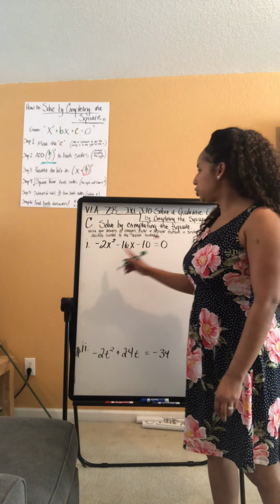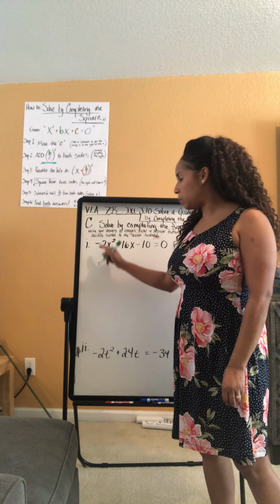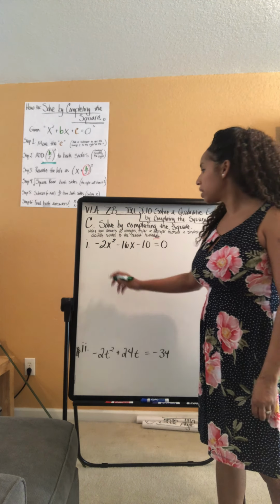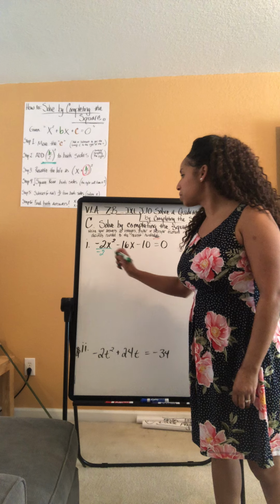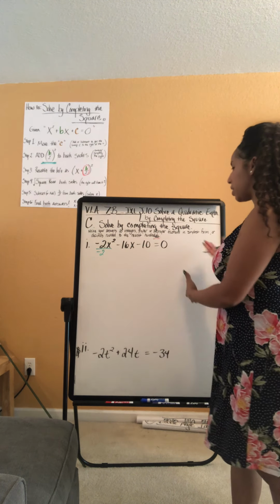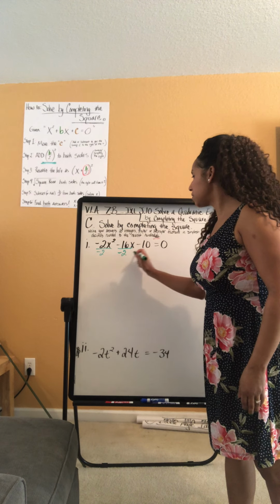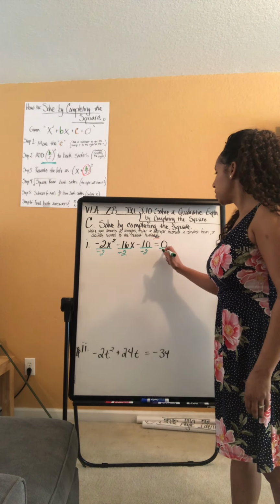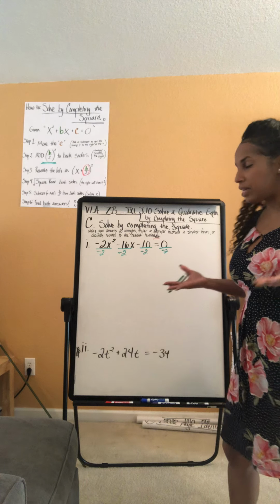So what I need to do to get rid of this negative 2 that is being multiplied by the x squared is to divide by negative 2. But we have to keep everything even. I can't just divide the first term and not everything. So everything will get divided by that negative 2, including the 0. Got to keep it even.